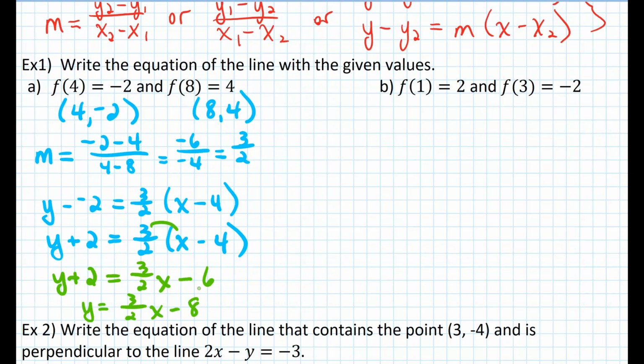Okay, so now we've put the equation into slope-intercept form, but as we just saw, what's the risk?